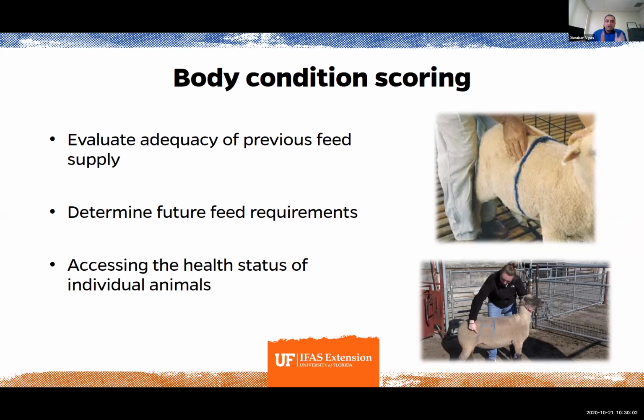If the body condition score is very poor, we know that we have to add more energy in the diet, right? If the body condition score is too high, if animals are obese, we need to cut back. So it determines the future feed requirements. It also helps in assessing the health status of individual animals. So body condition scoring is a very, very important tool, and I highly encourage everyone to practice this tool at the farm.